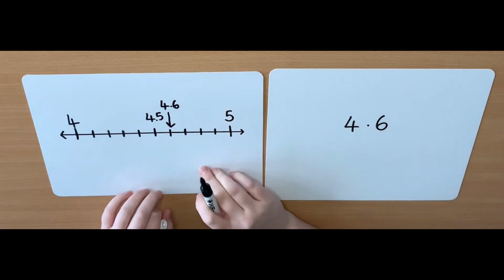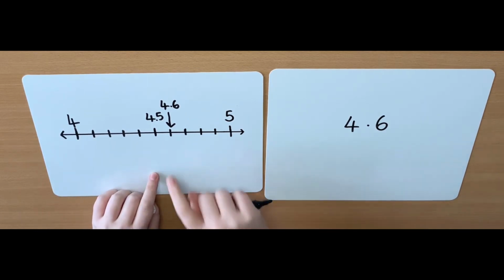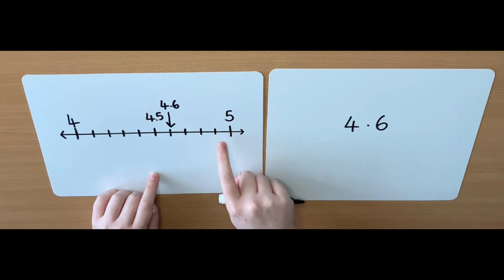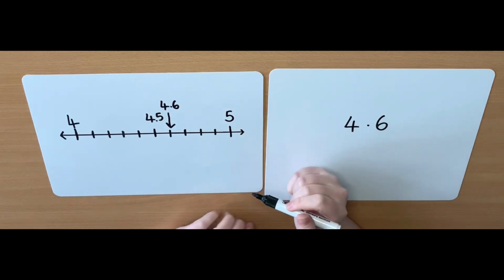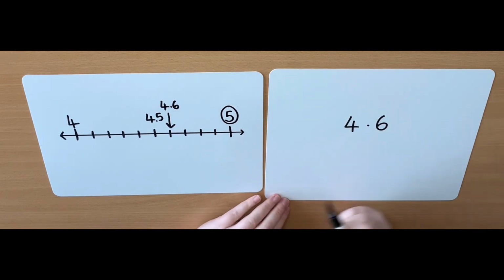In order to find out which whole number 4.6 rounds to, I need to count the steps from 4.6 to the whole number. So here you can see it's 1, 2, 3, 4, 5, 6 steps, and in the other direction it's 1, 2, 3, 4. Therefore, 4.6 rounds to 5 because this is the closest whole number.